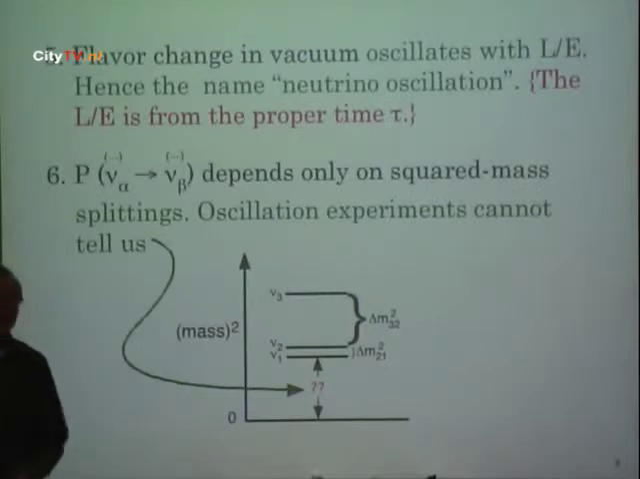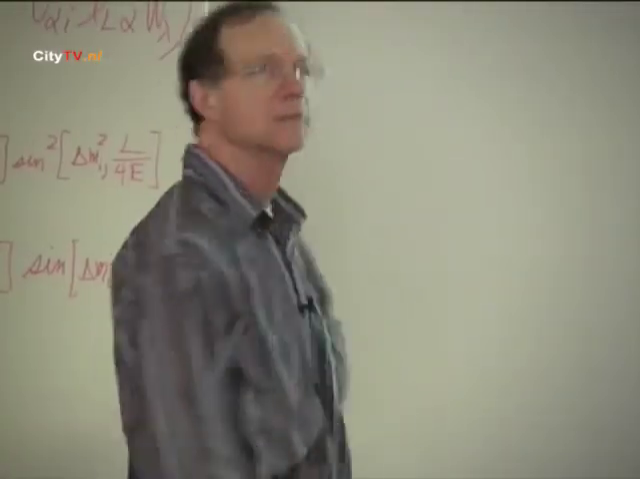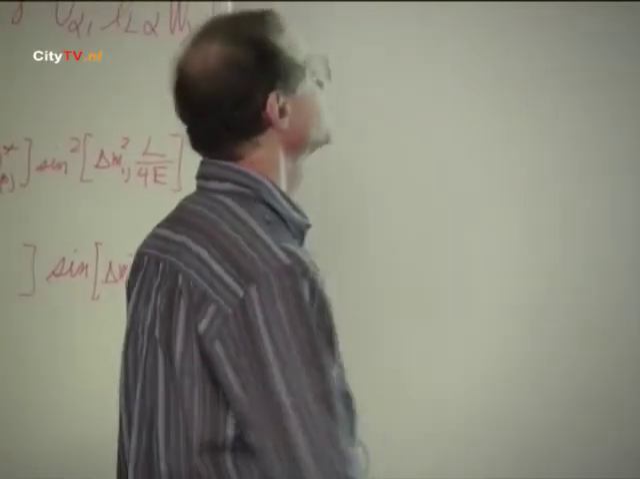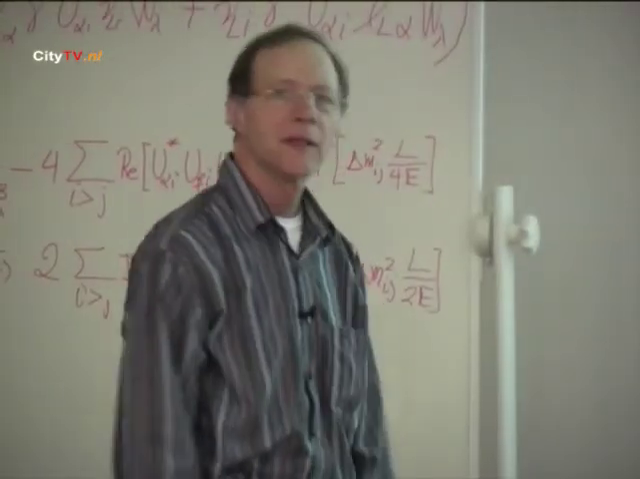And showing that oscillation actually depends on L over E, showing experimentally that it depends on L over E and not something else, is one way of telling yourself that oscillation is something that the neutrino is doing by itself rather than as a result of interacting with matter through which it may be passing or something like this. And this has been done too.